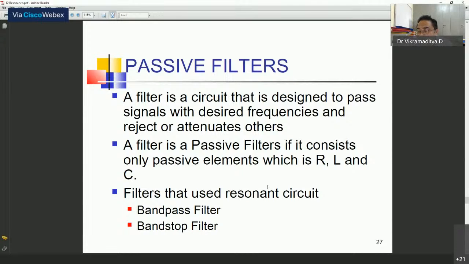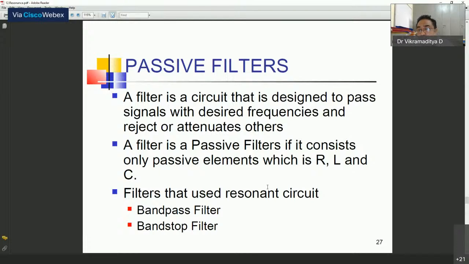Just as you do filtering at your home to have clean drinking water. You are getting water from the PHED through your tap, then you put a so-called filter over the bucket, and then all the dust or contamination in the water gets filtered out through that filter, whether it is a cloth filter or plastic filter, and then you drink pure water. Similarly, here in electrical also, we want to remove the unwanted signal.